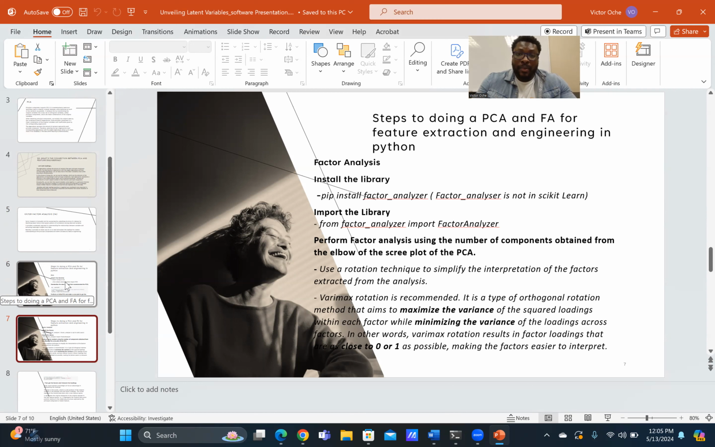Now, the thing about factor analysis in Python, there's a library for factor analysis in R, but when you're doing factor analysis in Python, it doesn't come pre-installed in scikit. So you have to install factor analyzer, which is the library. You do pip install factor analyzer, and then from the factor analyzer, you import the factor analyzer. Now, after that, you perform the factor analysis using the number of components obtained from the elbow of the scree plot of the PCA.